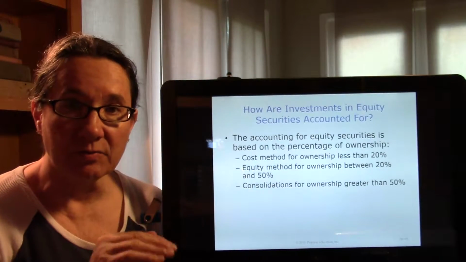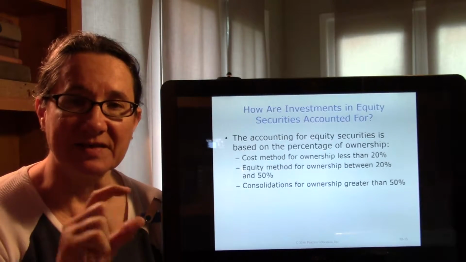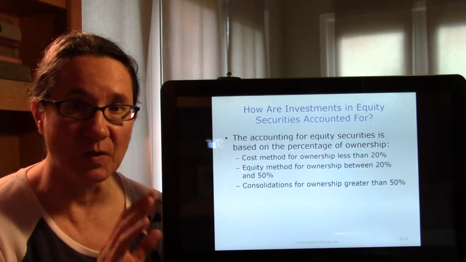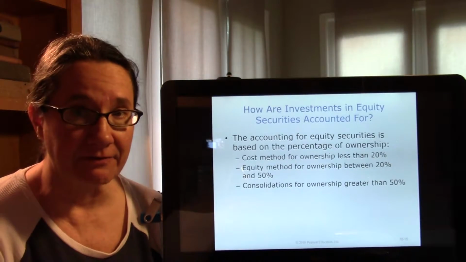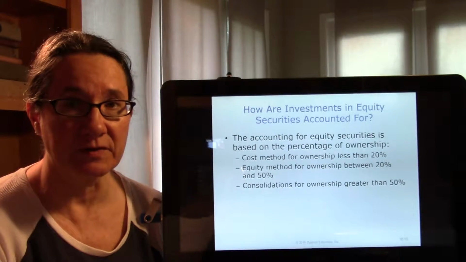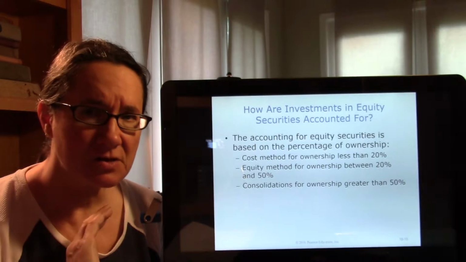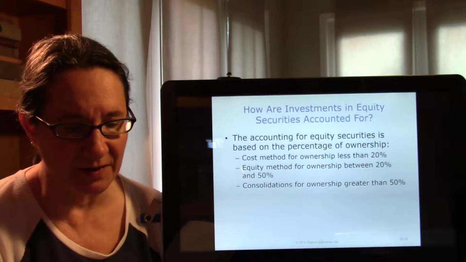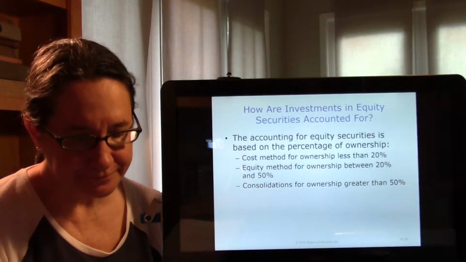Now remember, we're only going to talk about when you invest in a small percentage of another company. You buy a few shares of their stock, less than 20% of that other company. Of course, companies can buy a lot of stock in other companies and even control other companies if they want, but that's not going to be the case. That's some more complex accounting. We're not going to deal with that in this class. We're just going to really talk about the cost method. So you can skip all that other stuff in the book.